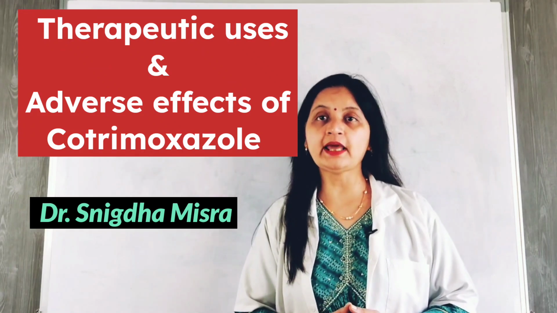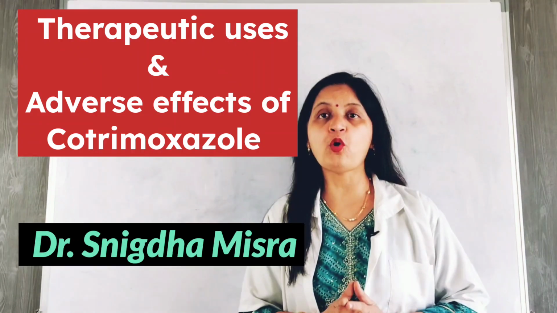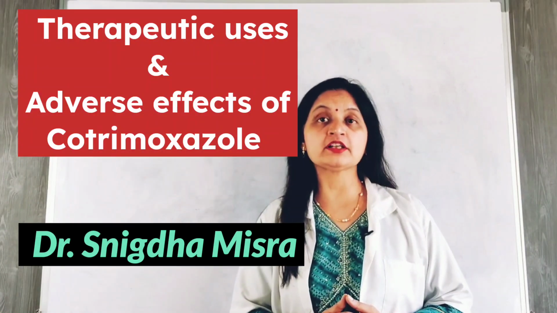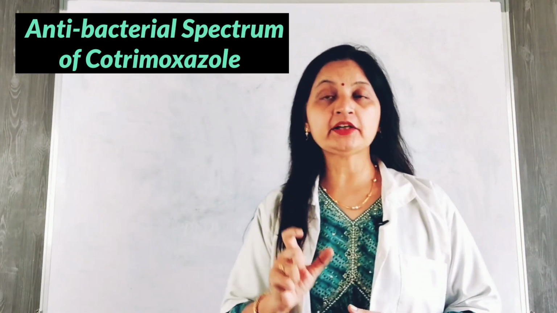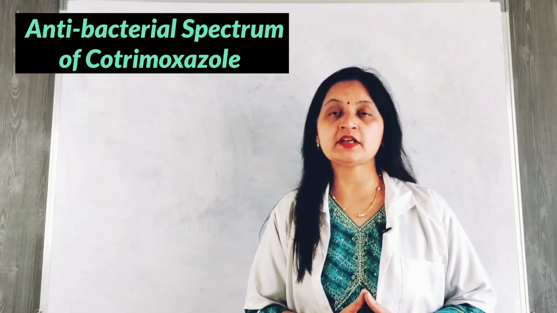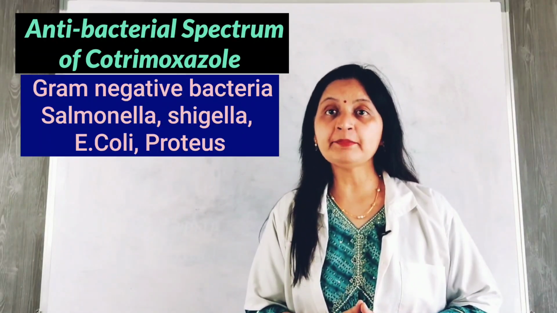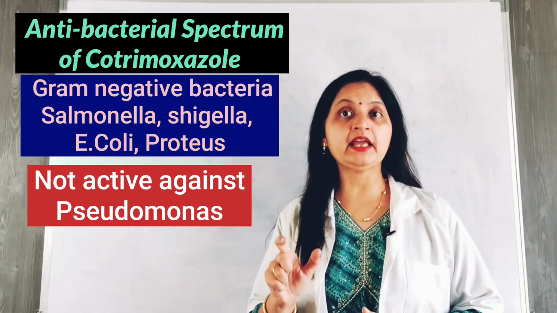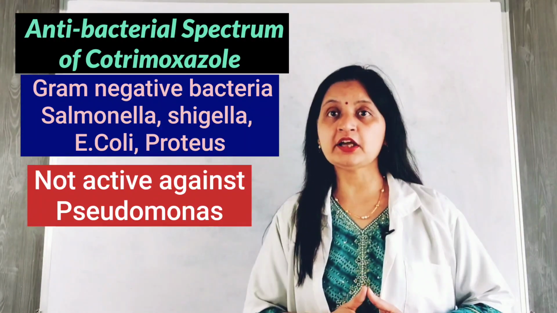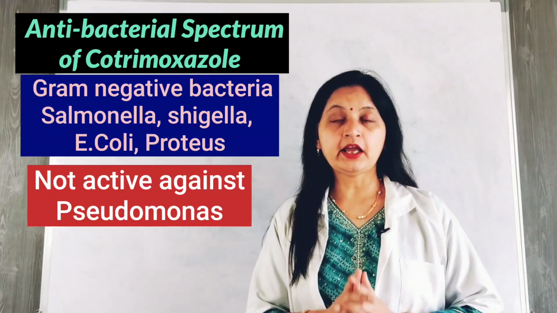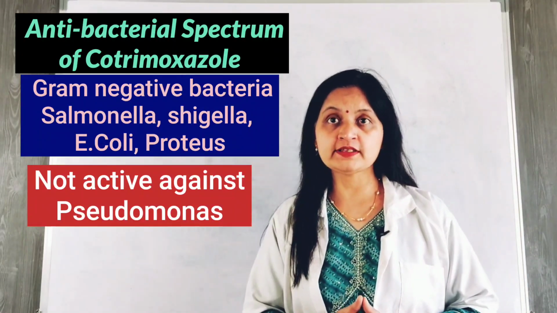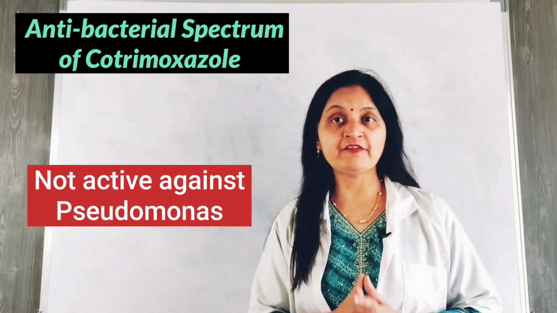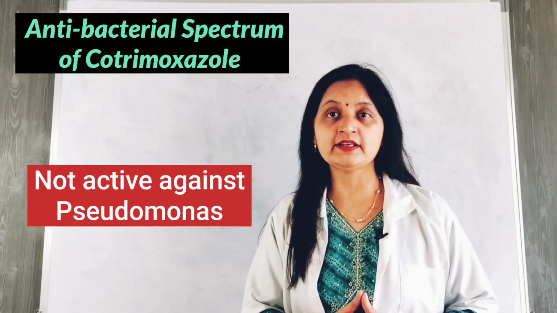This video lecture is about the therapeutic uses and adverse effects of cotrimoxazole. To understand the therapeutic uses of cotrimoxazole, it is important to know the antibacterial spectrum of cotrimoxazole. Speaking of the antibacterial spectrum, sulfonamides are highly active against gram-negative bacteria such as E. coli, Salmonella, Shigella, Proteus, but it is not active against Pseudomonas aeruginosa. Therefore, sulfonamides should not be used for the treatment of infections that are caused by Pseudomonas aeruginosa.